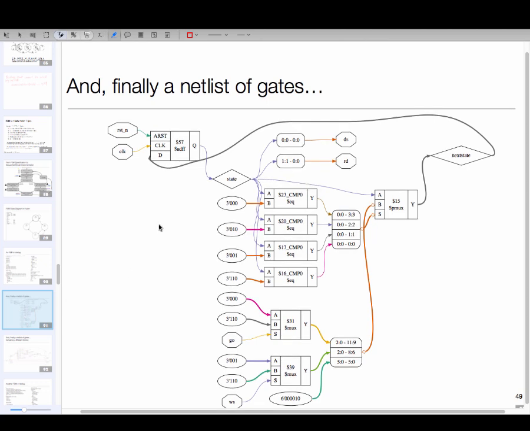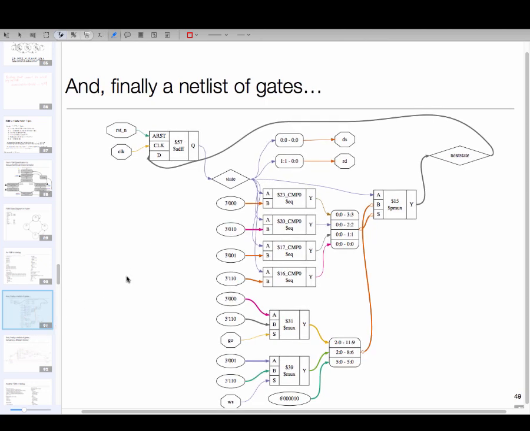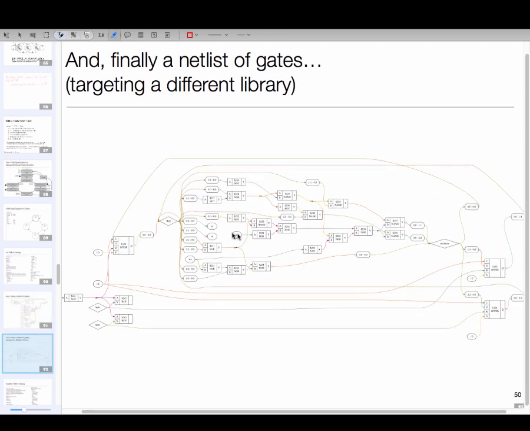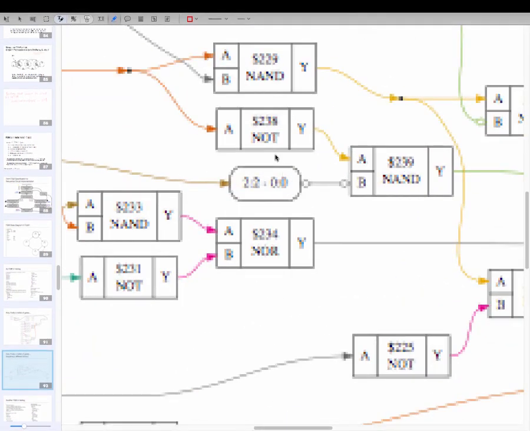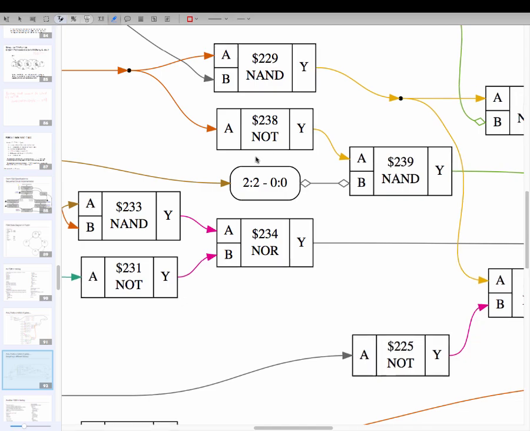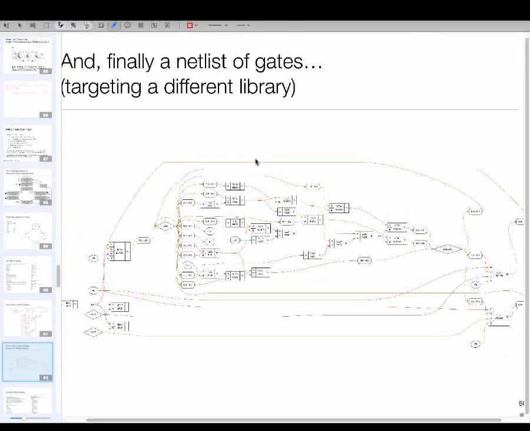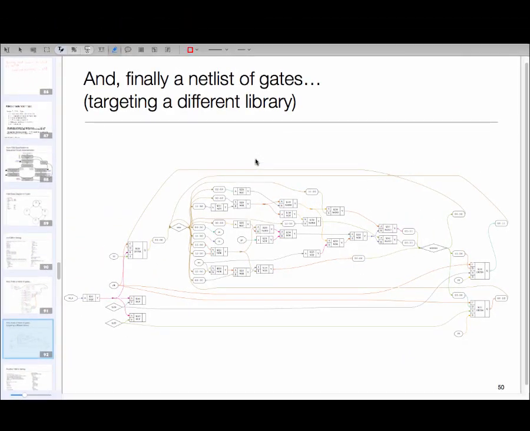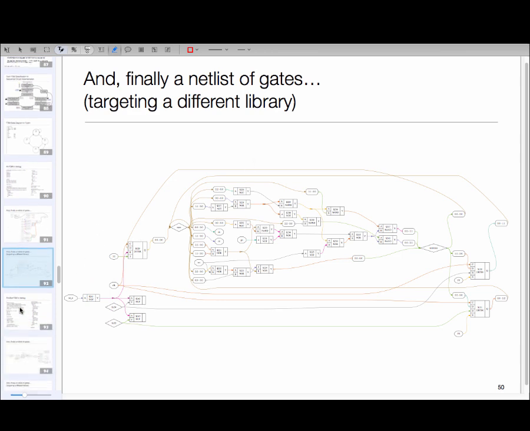One point I also want to say is I can give it a different library of gates, and then it will give me a different implementation. So this is a different implementation. If you go in here, it says NOT and NAND and stuff like that. Point is, again, details don't matter. It's a wiring diagram of gates, much like you draw in Logisim. This is dumping it out from the tool.